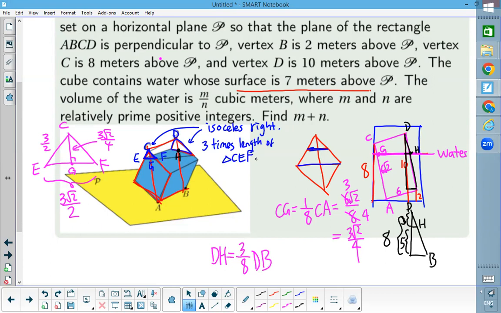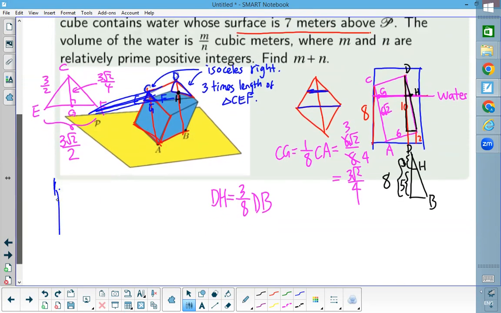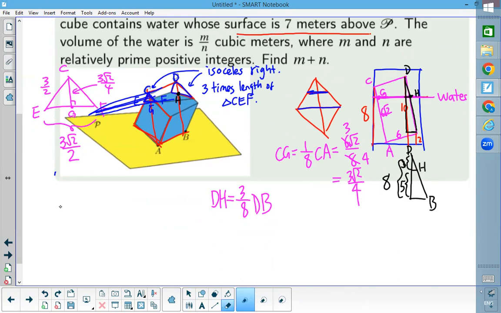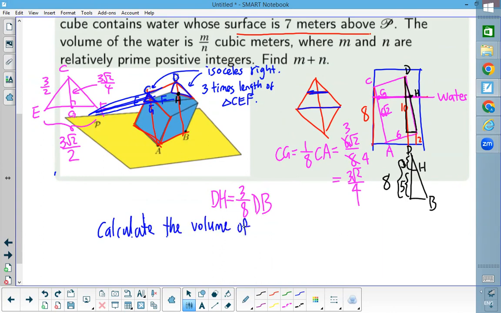So what does that mean? That means that if you extend this, you have essentially the small pyramid. It has 1/27 the volume of the large pyramid, because the ratio of the length is 1:3. So what you want to do here is calculate that. The next step is you want to calculate the volume of the large pyramid.